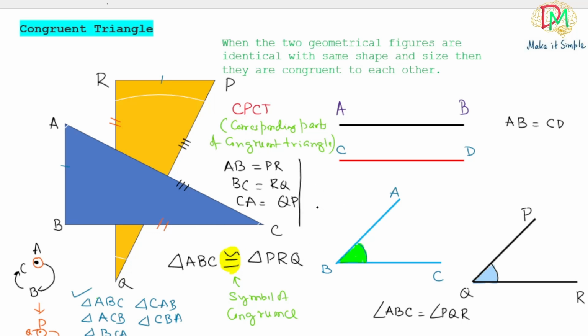Next we write the corresponding angles. So we can write angle ABC. Look at this angle ABC. Follow the orientation: ABC, PRQ.